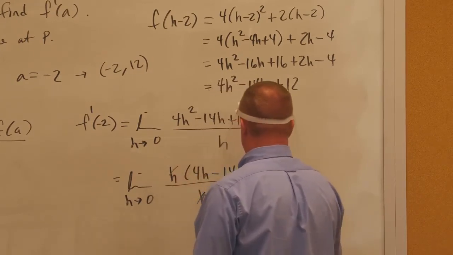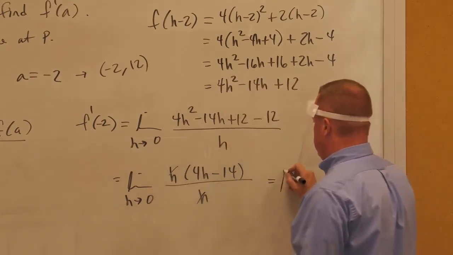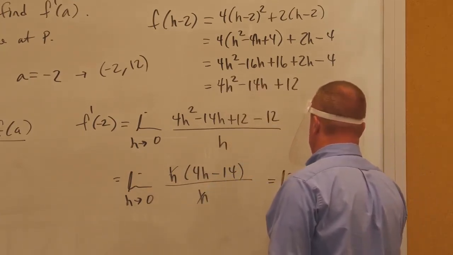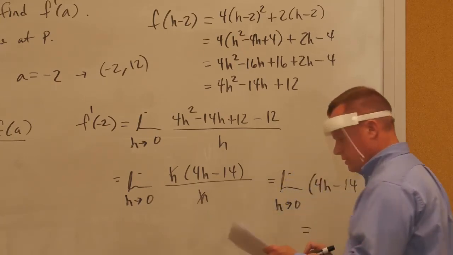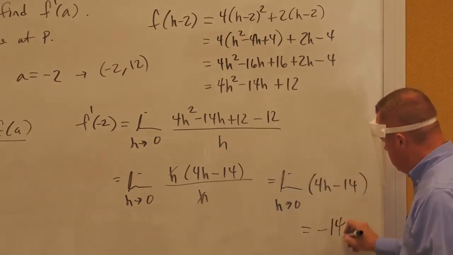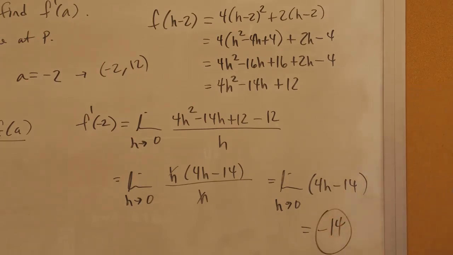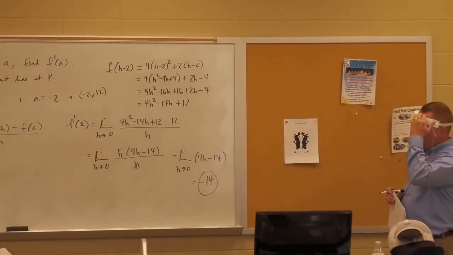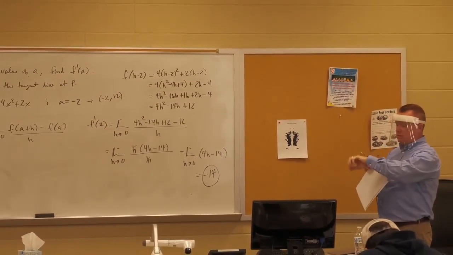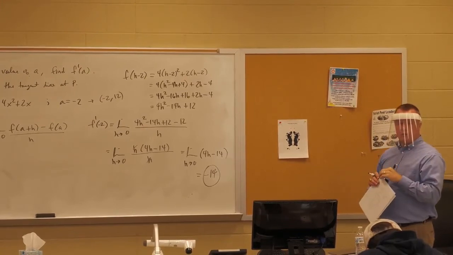H's divide out. So I have the limit as h approaches 0 of 4h minus 14, which makes the limit negative 14. So the slope of the tangent line at the point negative 2, 12 is negative 14. Okay? Any questions about that?